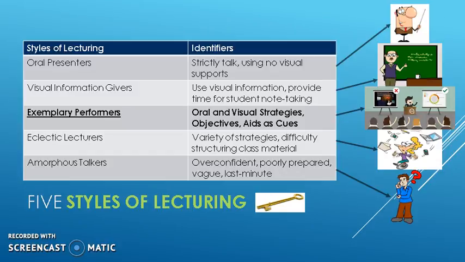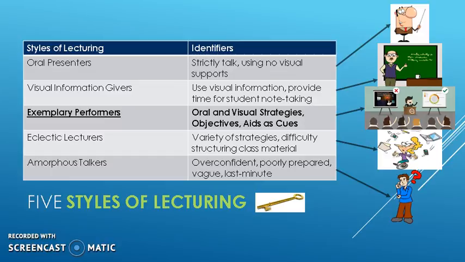Here we have 5 different styles of lecturing. The first, oral presenters, strictly talk using very little visual supports, and you can see the icon at the top represents the oral presenters. Next we have visual information givers. They use more of the visual information to provide time for students to note take. They rely a little bit more heavily on that, which is not like the oral presenters, a well-balanced approach.